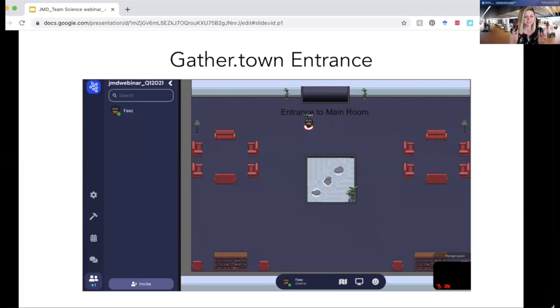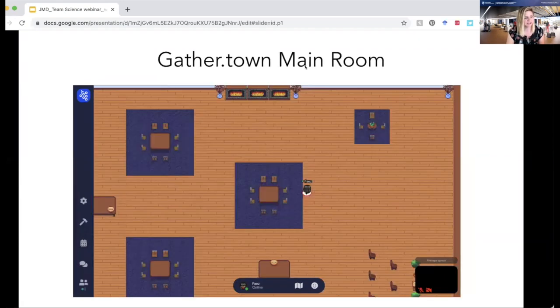The closer you get to people, you'll be able to hear conversations just like if you were walking down a hallway. So if you want to talk to someone, you can walk up closer. There's also a separate room up at the top of the map. And that room leads you to a main area.